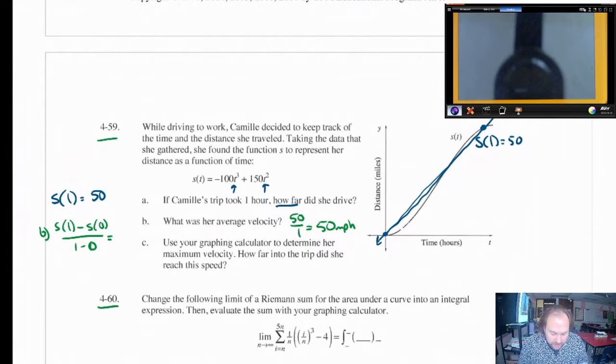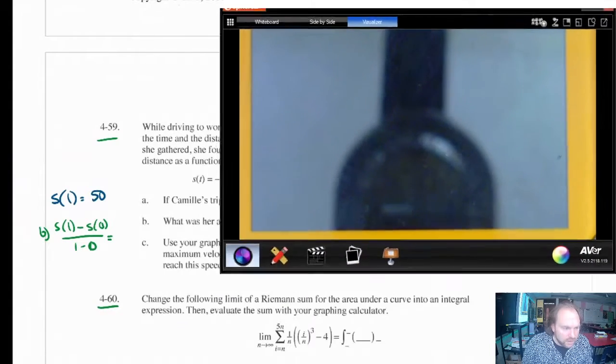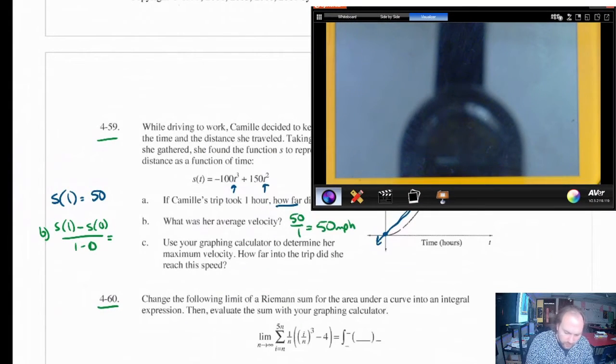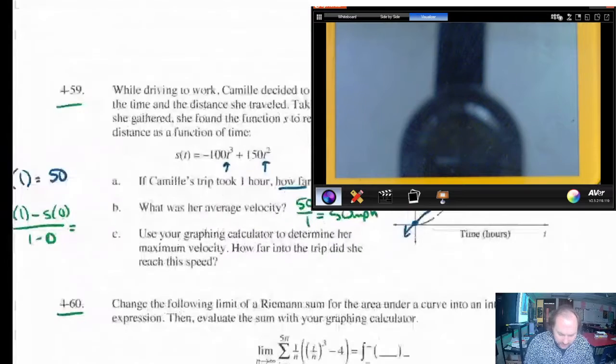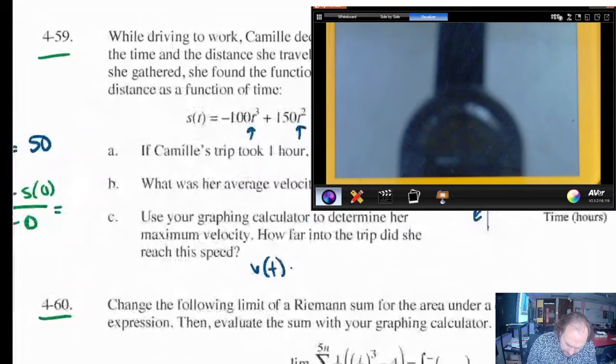We're going to use her graphing calculator to determine her maximum velocity and how far into the trip she reached this speed. So this is going to happen all on the calculator. So here we go. The only thing I'm going to need before I go to the calculator actually is a velocity function, v of t. I'm looking for the maximum velocity.